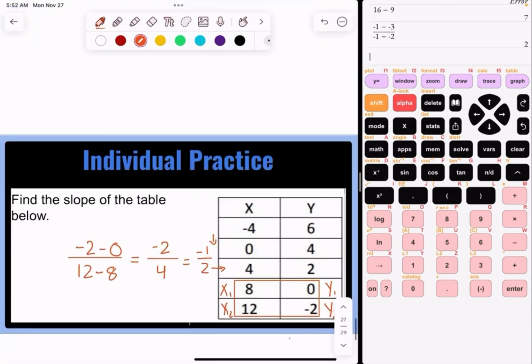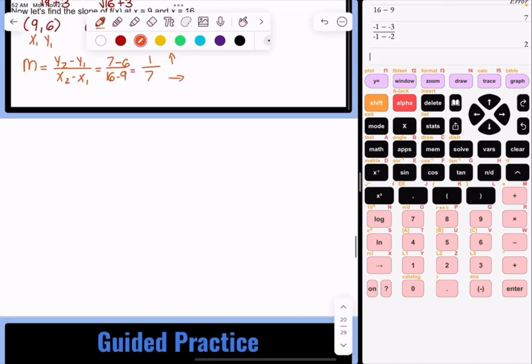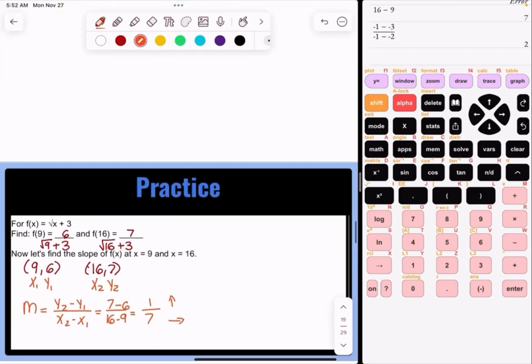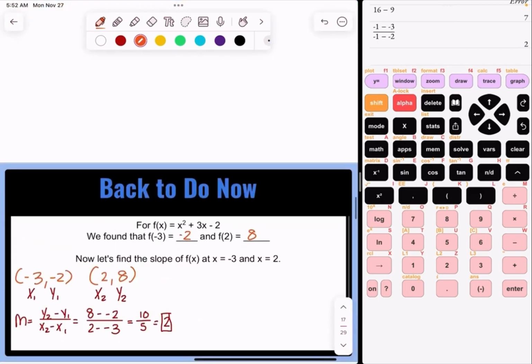And that wraps up our lesson on finding slope. Nice job.